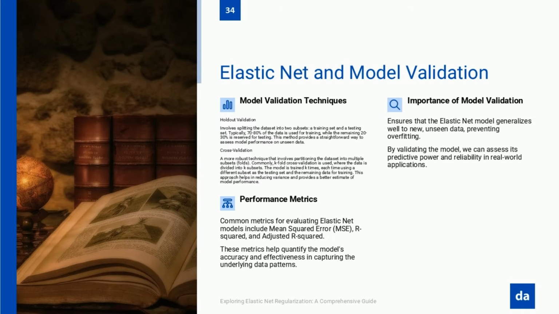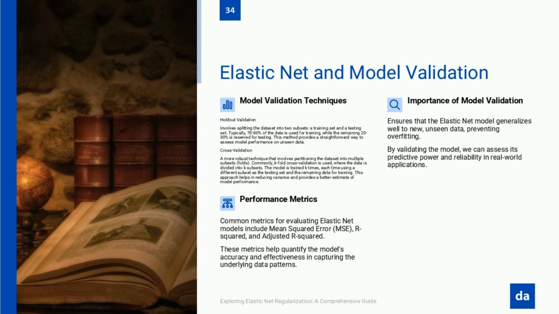Before an Elastic Net model is deployed, we need to be absolutely sure that it works not just in training, but in the real world. A model that looks great in development but fails when exposed to new data is a disaster waiting to happen. That's why validation is a critical step in the machine learning pipeline. One of the most important techniques is train-test splitting.